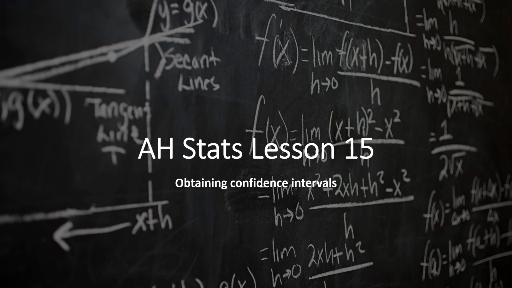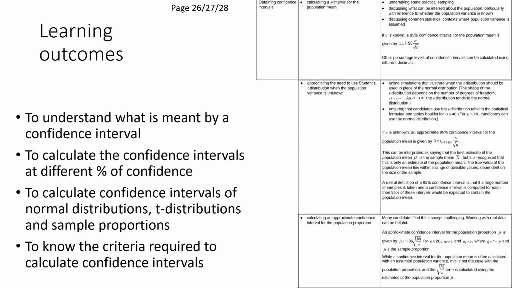In this lesson, we will be covering confidence intervals. You'll find this skill on page 26, 27, and 28 of the Advanced Higher course spec. By the end of this lesson, you should know what is meant by a confidence interval. You should be able to calculate confidence intervals at different percentages of significance. You should be able to calculate the confidence intervals for normal distributions, t-distributions, and sample proportions. And you should know the criteria required to calculate a confidence interval.